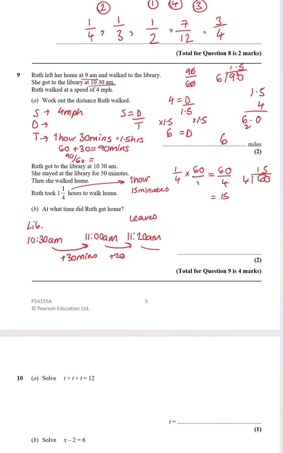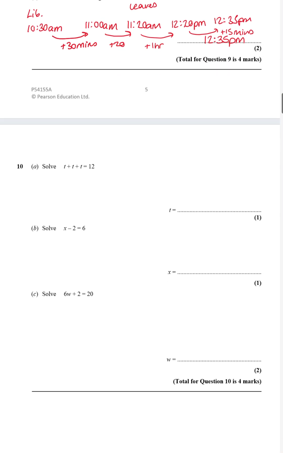I'm going to add on my hour first, because it's easier. If I add on 1 hour, I'm going to go to 12:20 p.m. because I've gone past midday. I'm going to add my 15 minutes. I'm going to get to 12:35 p.m. You have to have the p.m. on your answer. Squeeze it in there. You have to have the p.m. on your answer or you end up losing a mark.